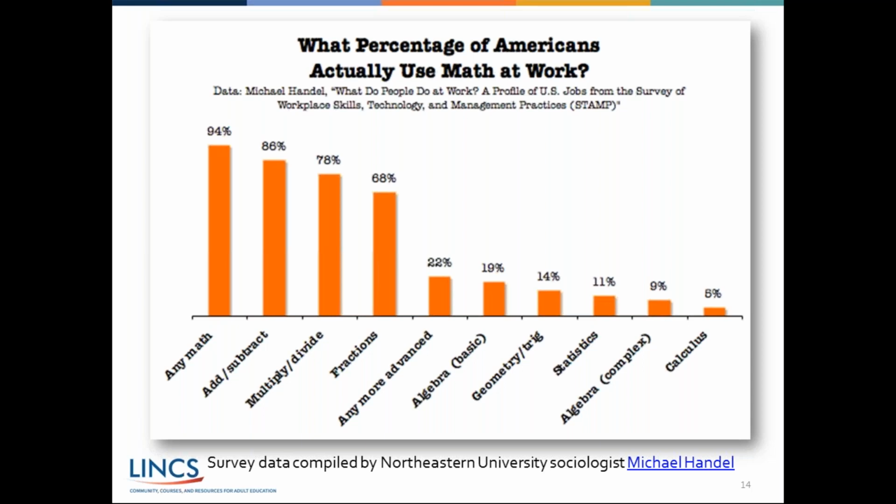And where it says any more advanced, where the 22% is, that would cover algebra, geometry, trigonometry, statistics, and calculus. And then it's kind of broken down a little bit more in detail when you pass that 22%. Once again, going back to the situation, the words being interpreted in a mathematical way, in numbers, that's where we have the challenge with many of our students. Once we've arranged an equation, we're able to work through it. And if you see here, many of those equations will fall into those first four categories, from any math to fractions.